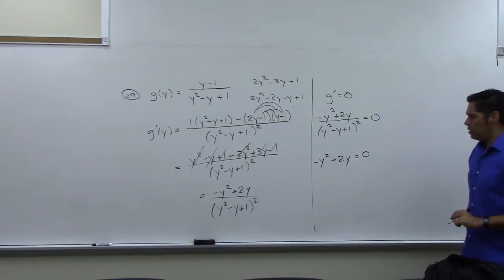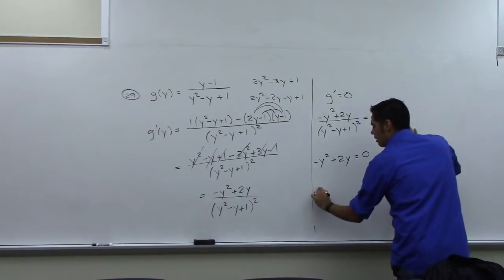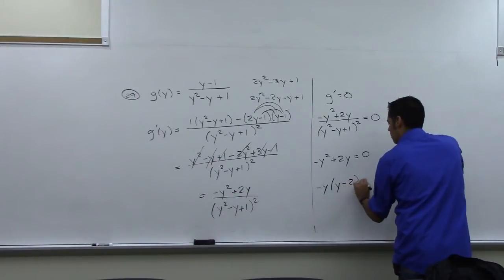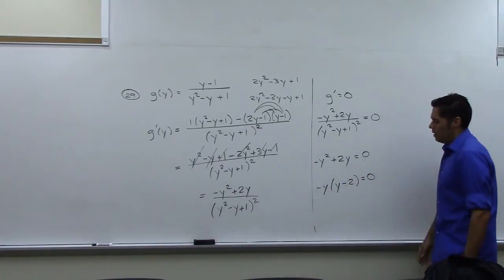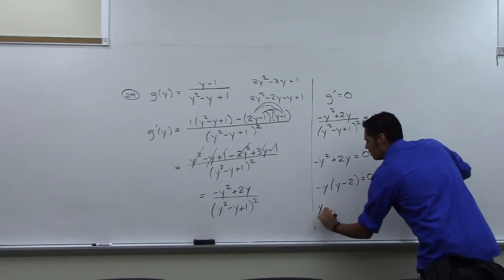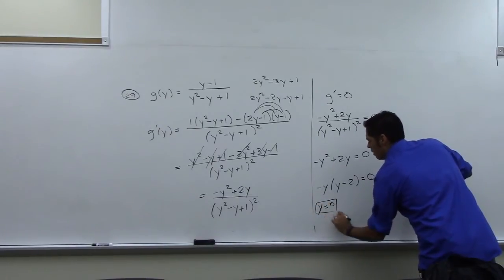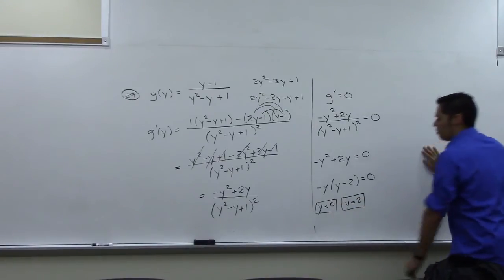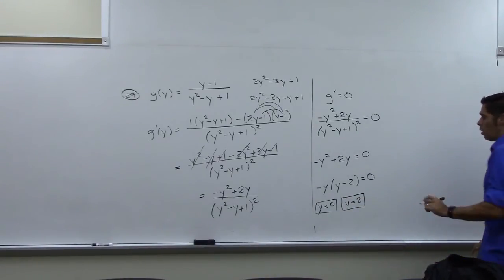And this is a pretty straightforward quadratic. I can factor out a negative y, be left with y minus 2, like that. And then set each of these factors equal to 0. If I set this to 0, I get y is 0. And if I set this to 0, I get y is 2. So I have two critical numbers so far.